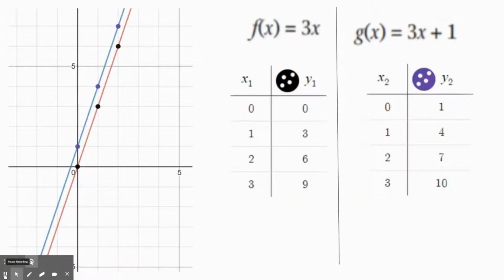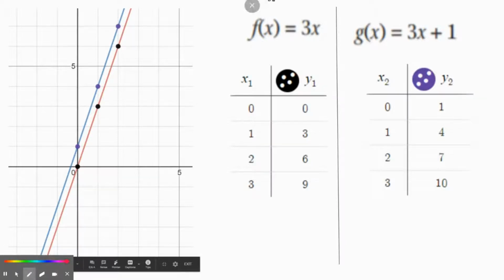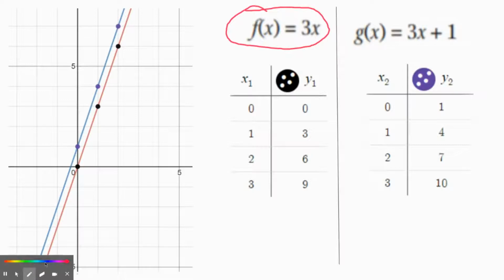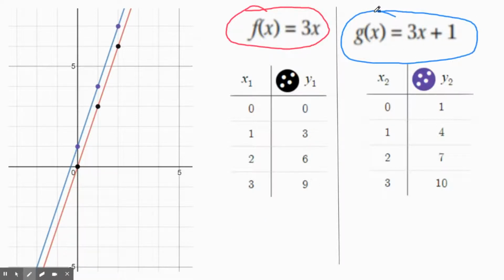So what does that mean graphically? As you can see, the red graph is the one for f of x is equal to 3x, and the blue graph is for g of x. As you can see, the g of x graph has been shifted up 1. All of those points are 1 greater than what it originally was with f of x.